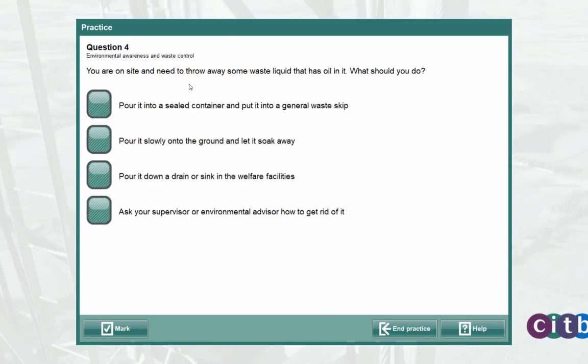You are on site and need to throw away some waste liquid that has oil in it. What should you do? Pour it into a sealed container and put it into a general waste skip. Pour it slowly onto the ground and let it soak away. Pour it down a drain or sink in the welfare facilities. Ask your supervisor or environmental advisor how to get rid of it.